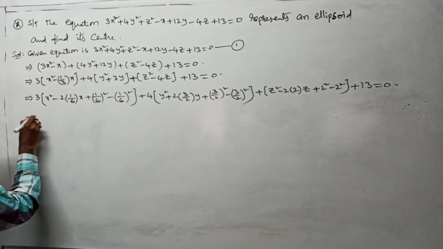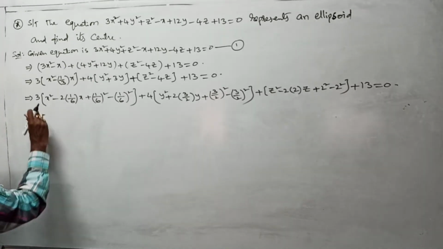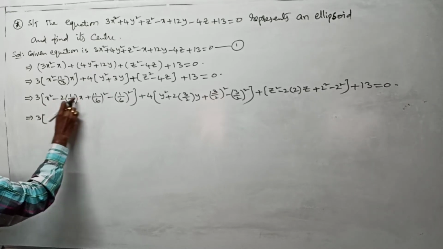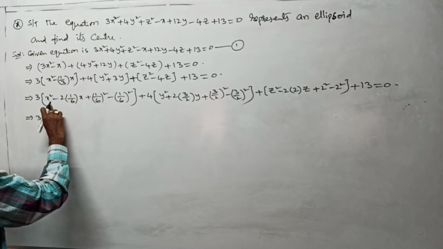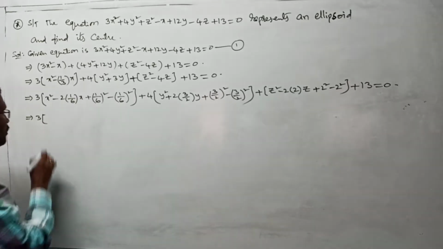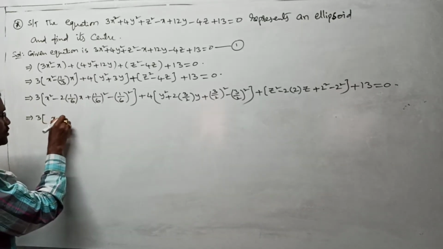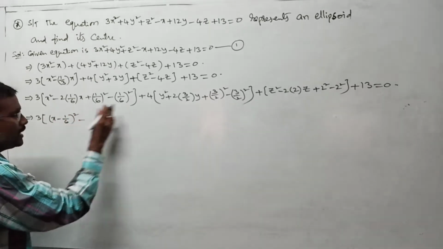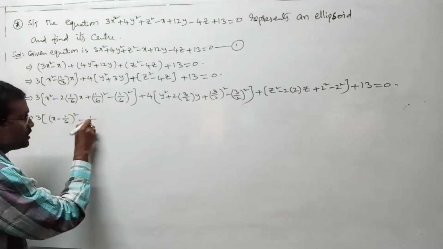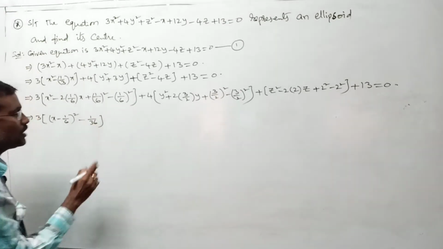This is 3 into a square minus 2ab plus b square. Up to here, is it a minus b whole square or not? A minus b means what? X minus 1 by 6 whole square. This is what? Minus this term what? 1 by 36. This is over.